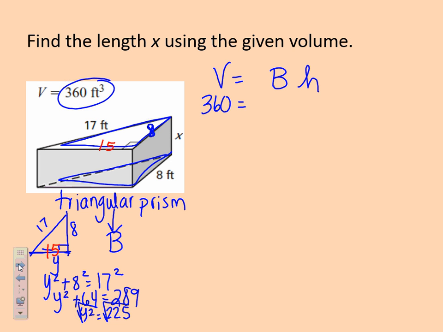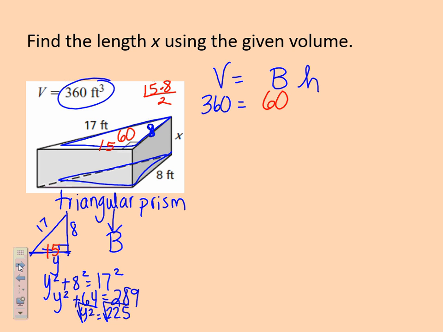So if I was going to find the area of the triangular base, I'd have to do the base of that triangle times the height of that triangle divided by 2. So 15 times 8 divided by 2 is 60. So the area of the base is 60. Okay, so far I know the area of the base is 60. And I'm going to plug that back into my volume formula. I needed that area of that base.